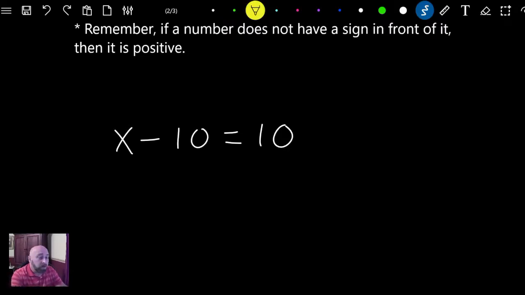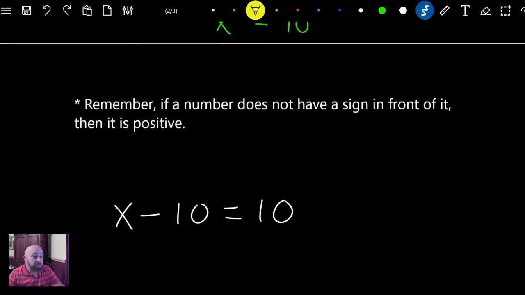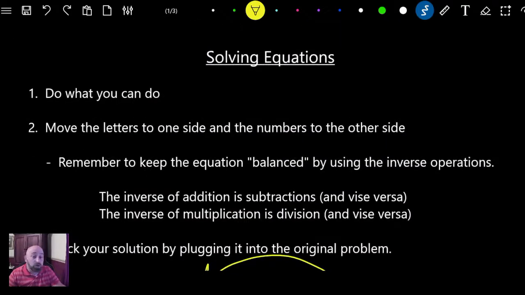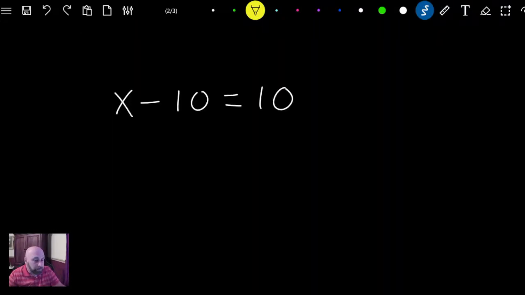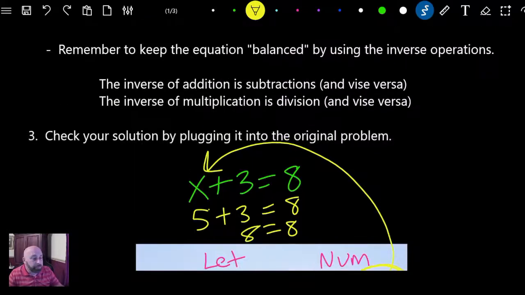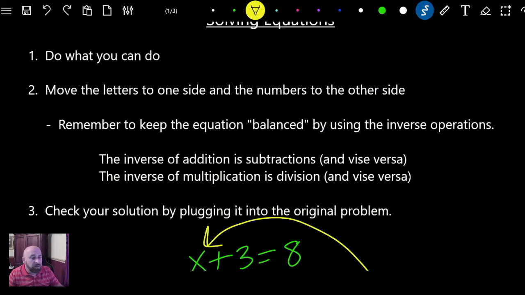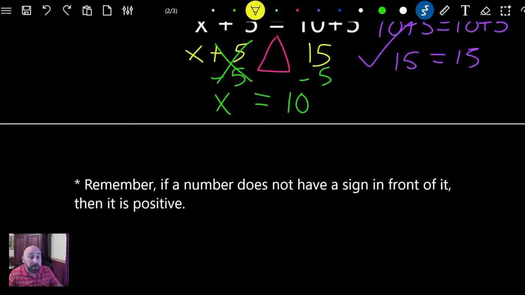All right, so here we go. We are going to try to solve this. Well, let's follow the steps. Step number 1, let's go back up here. Do what you can do. Well, let's see. Can't do anything. Nope. And nope. So can't do anything. So I go to step number 2. Move the letters to one side and the numbers to the other side by doing the inverse.